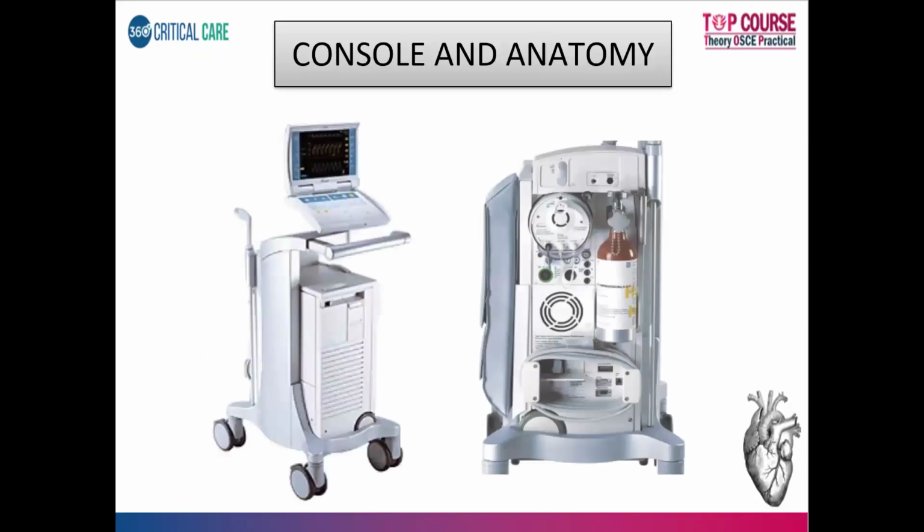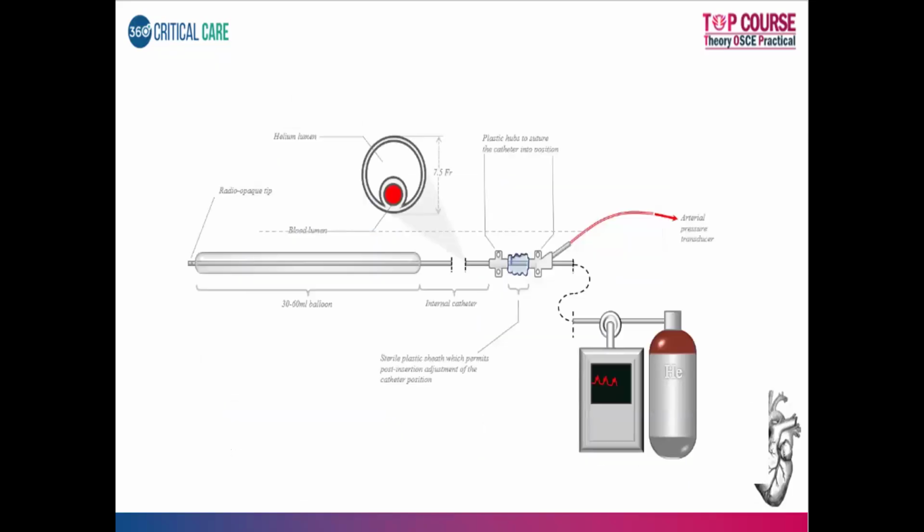cardiologist. So how does the console look? I think most of us have already seen this console. Most of us usually would have one of these. Datascope or Maquet is one which most of us have in our institutes. So the circuit usually looks like this when they have not inserted it. It consists of a balloon catheter. There is an internal catheter which goes inside and has a balloon, which is usually connected by a Luer lock to the monitor.